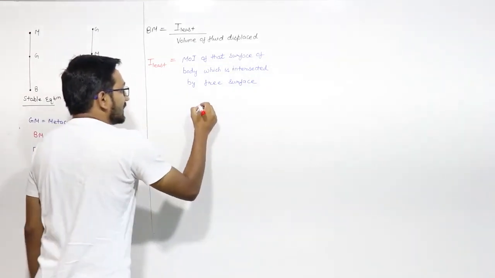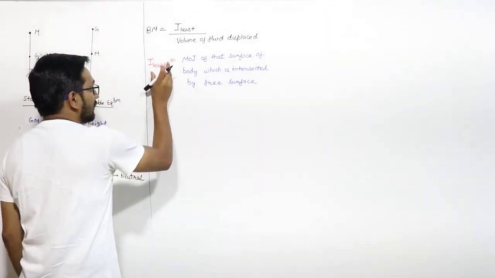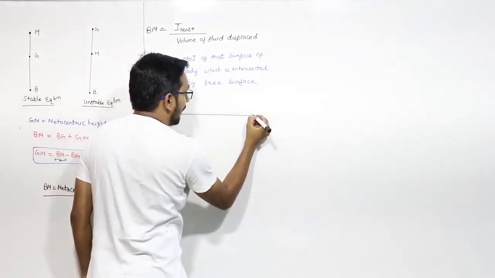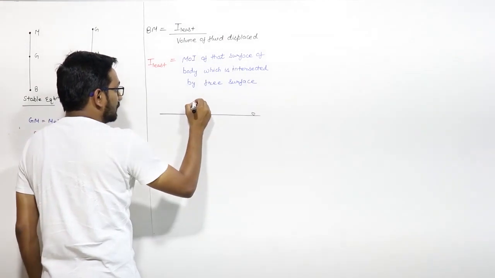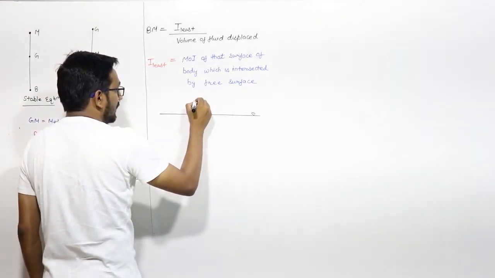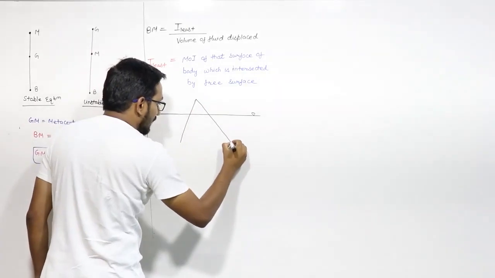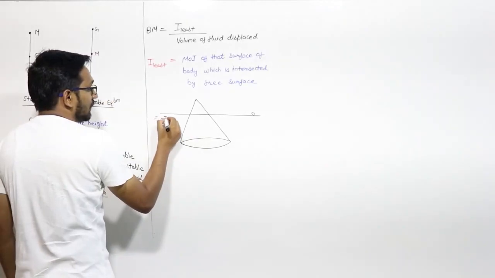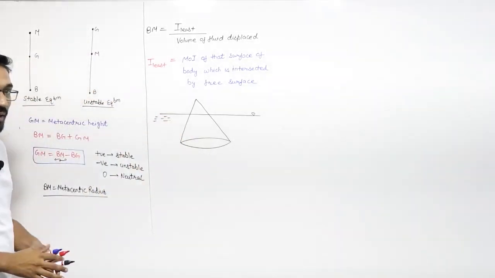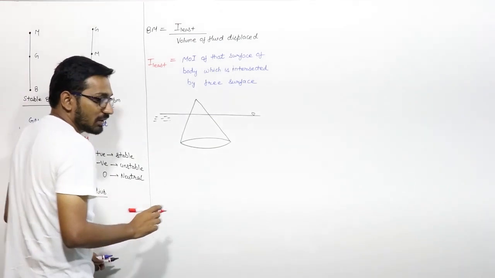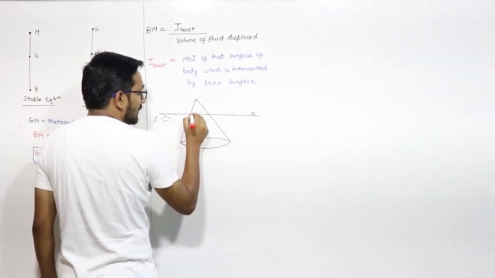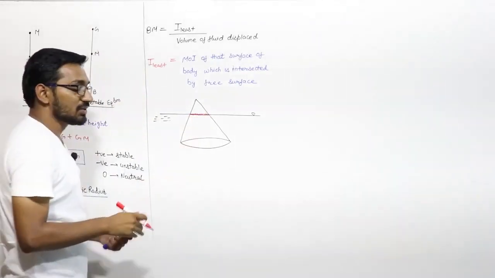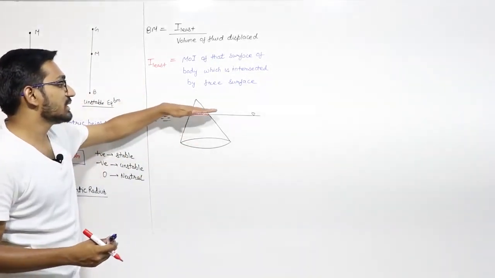Let us find what this is. Let us say this is the free surface. In this you place a body, a conical body. Let us say this is the conical body, which is submerged in this fluid. The surface of this conical body is intersected by this free surface. So we have to take the moment of inertia of this surface.